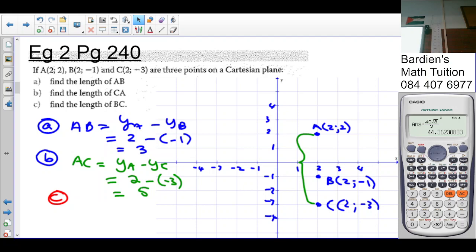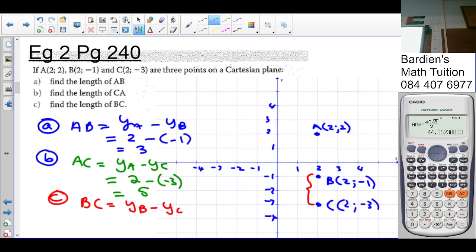Okay, so what would that be? For BC, the length would be y of B minus y of C, which is negative 1 minus negative 3, which is? Do you guys understand? Any confusion?